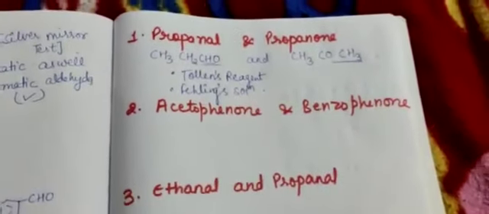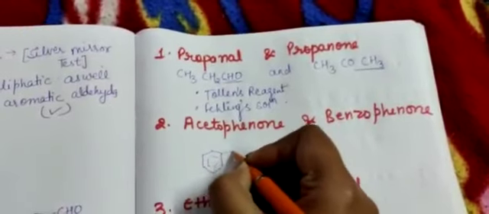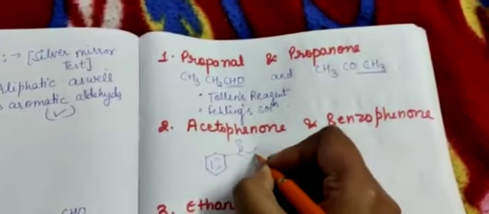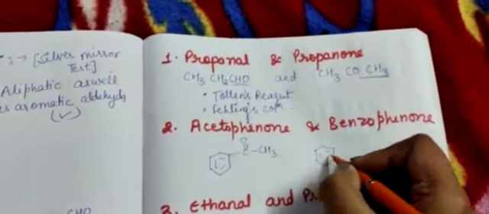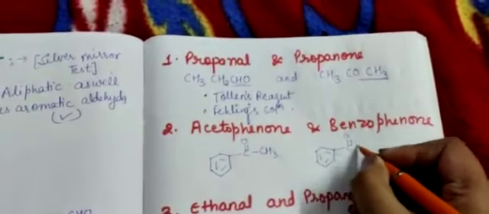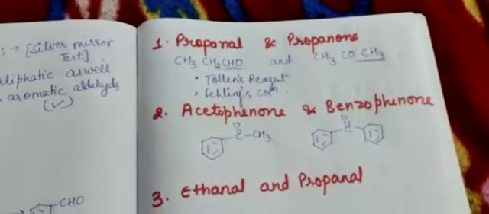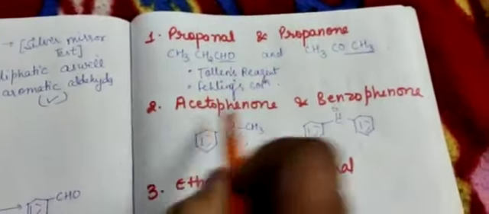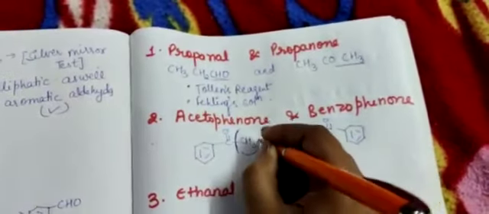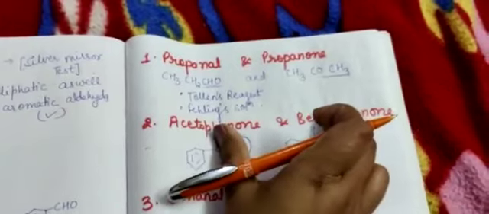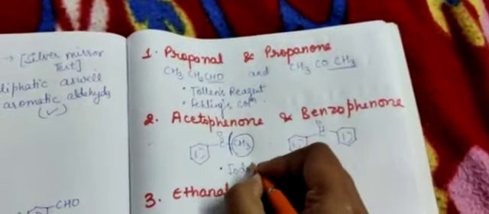Second is acetophenone and benzophenone. See, acetophenone is a benzene ring having C double bond O CH3, and benzophenone is two benzene rings attached to a ketonic group. So in this case we can see that both are ketones, right? One has at least one methyl group, so this can be distinguished with the help of the iodoform test.